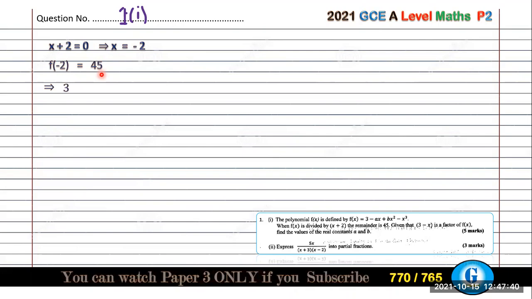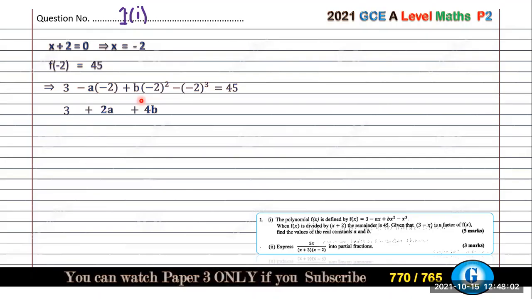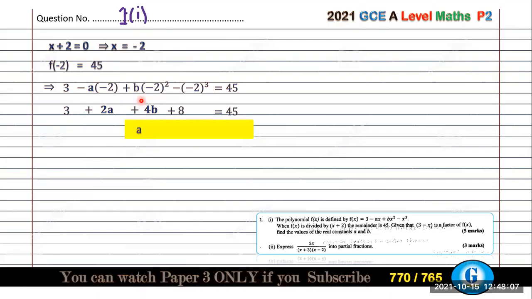This therefore implies that 3 minus a times -2 plus b times -2 squared minus -2 to the power 3 should be equal to 45. So we can simplify. We'll have 3 plus 2a plus 4b plus 8 is equal to 45. This gives us the first equation: a plus 2b is equal to 17 when we simplify.